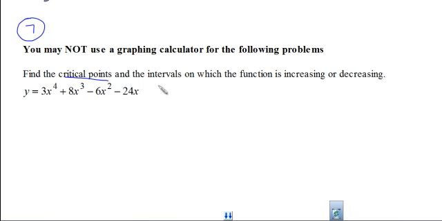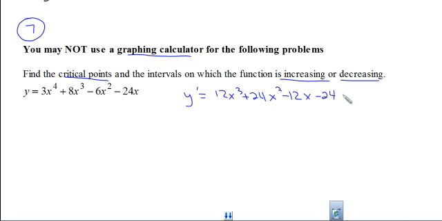So we're going to find the critical points on which the function is increasing or decreasing. Notice I can't use a graphing calculator. So in order to find where it's increasing or decreasing, I'm going to take the derivative. I'm going to need to set this equal to 0 and solve for x.